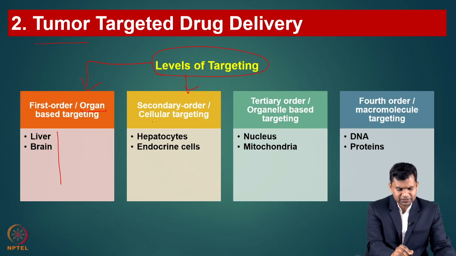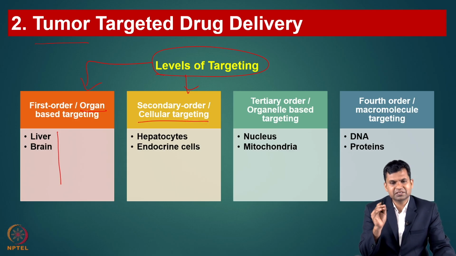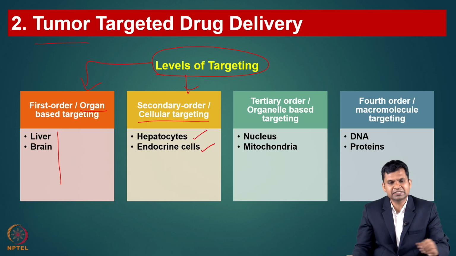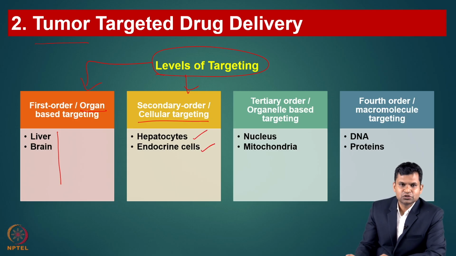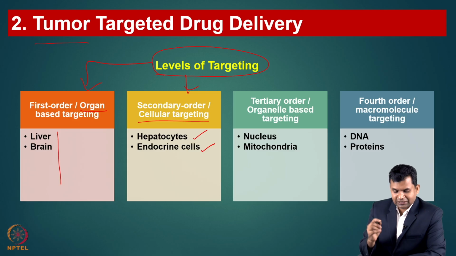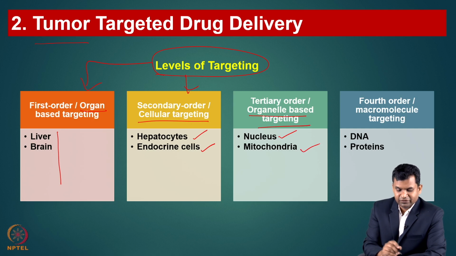And the second approach is the cellular targeting, nothing but secondary order. We will not focus on the tissues, on the organs. We will target the various types of the cells. Example is hepatocytes and the endocrine cells. These are called cellular targeting, and we can go further deep into the cells. We are going to target the organelles of the cancer cells, by targeting nucleus and the mitochondria, which is called tertiary order targeting.